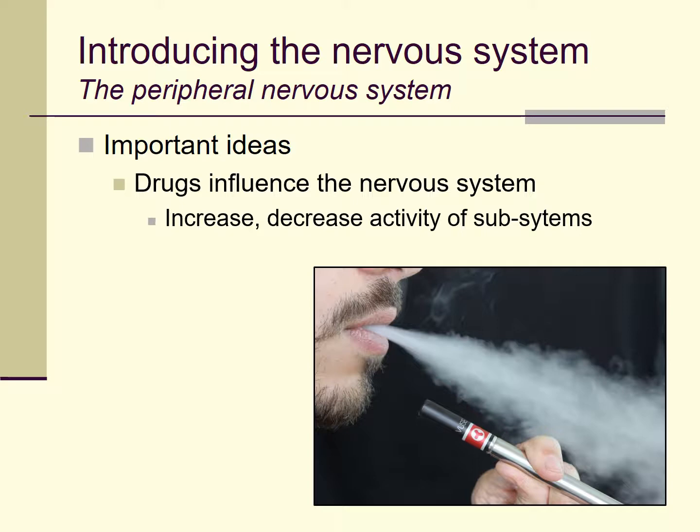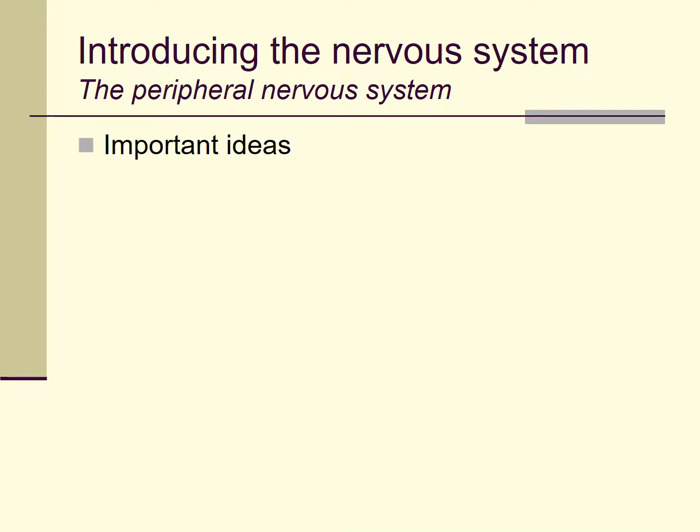And again, drugs can influence these systems because these systems are designed to either arouse us or sedate us, to speed us up or slow us down. Well, that's a lot of what some drugs do to us. They speed us up or slow us down.